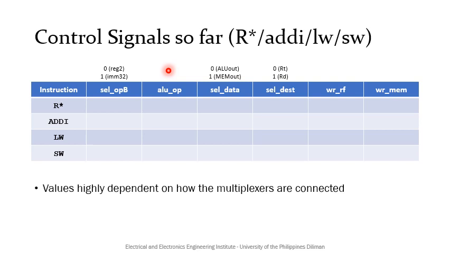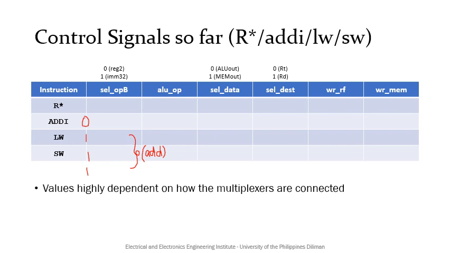Starting from the select of B, we need the immediate value for addi, load word, and store word, so we need these values. So 1 for addi, load word, and store word, but 0 for R-type. For ALU op, we always add for addi, load word, and store word. We add for load word and store word to be able to compute the effective address. So we write that as add.